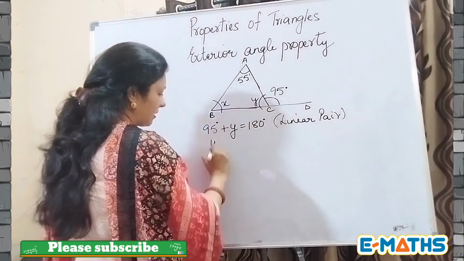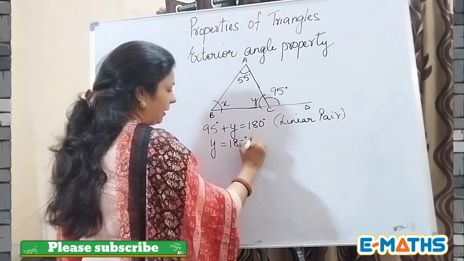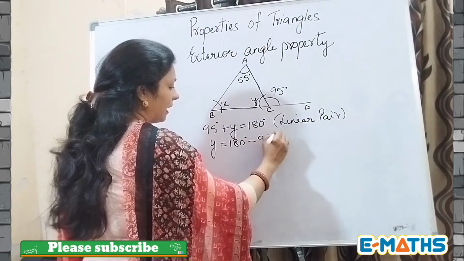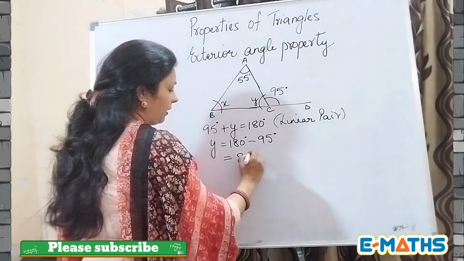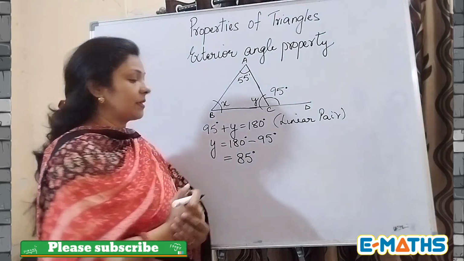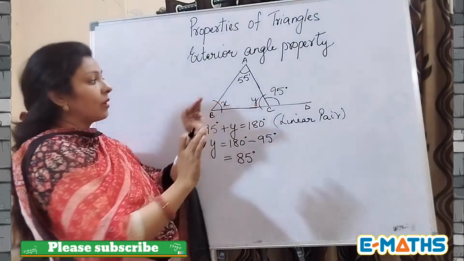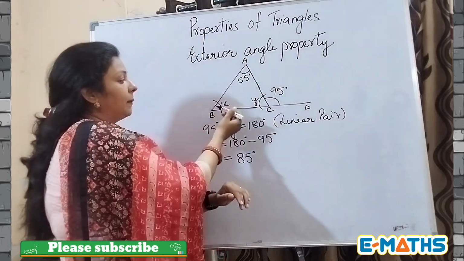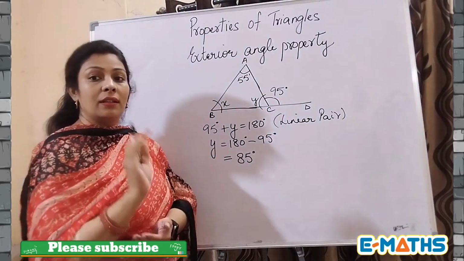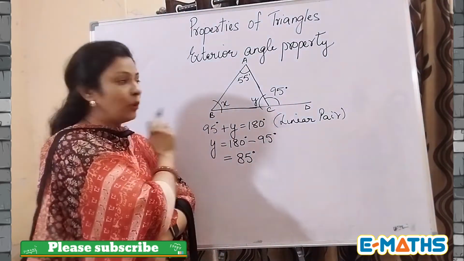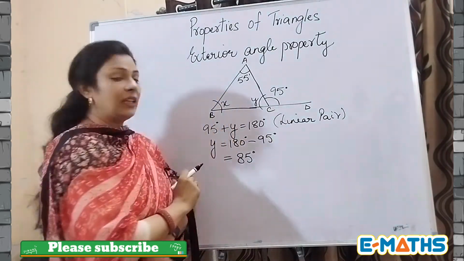So this way you can find this Y, and when you know this Y, let's solve it first. 180 degrees minus 95 degrees. So it is going to be 85 degrees. We have found this Y. Now, here you have A, B and C. Two angles are known to us now. We know this 55 degrees and this 85 degrees.